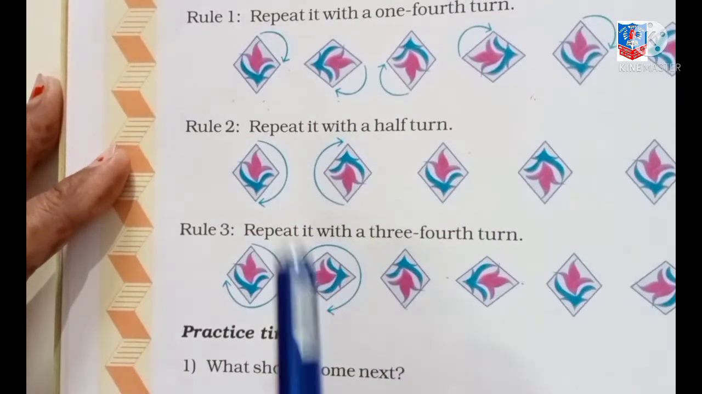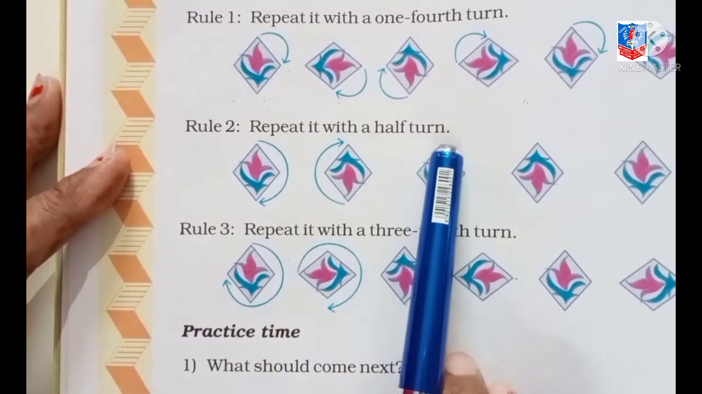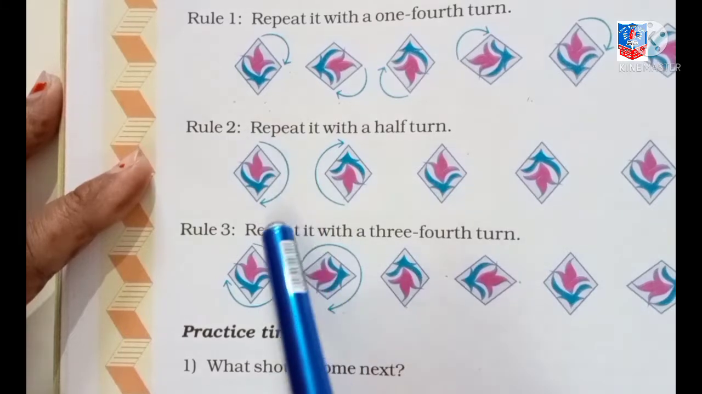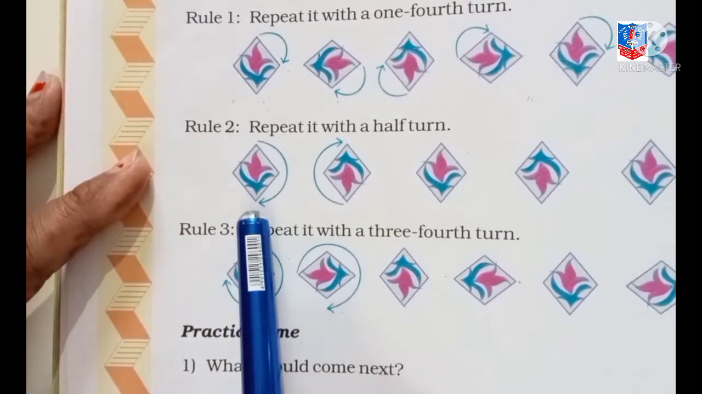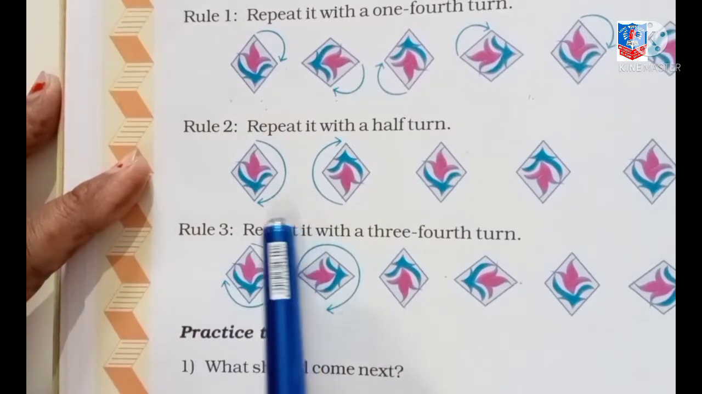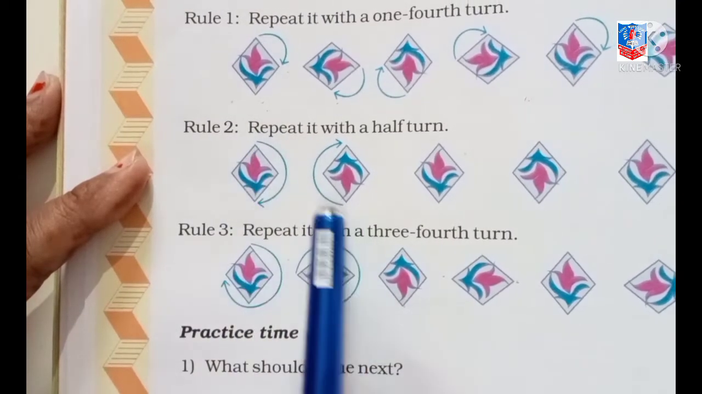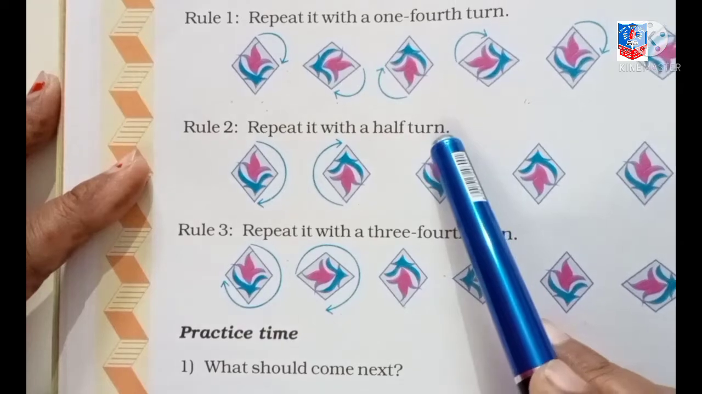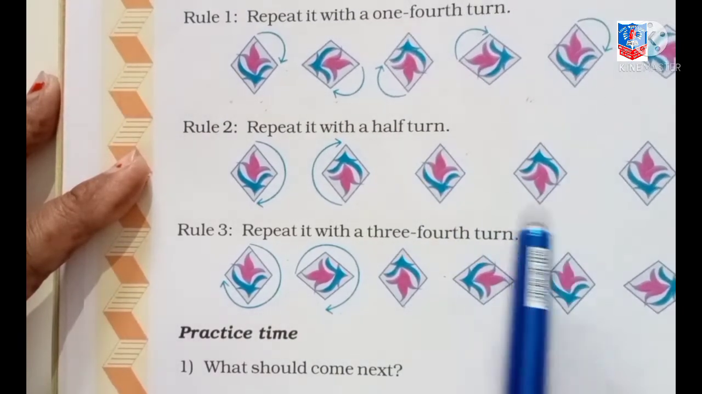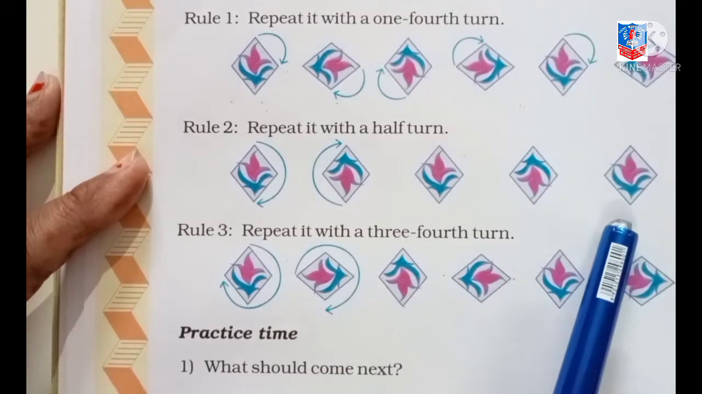Now next is to repeat it with a half turn. The second rule is a half turn. That means from here to here, 2 right angles, that means 180 degrees. See, a half turn. Then from here to here. See the next figure. Again a half turn like this way. Then a full turn like this way.